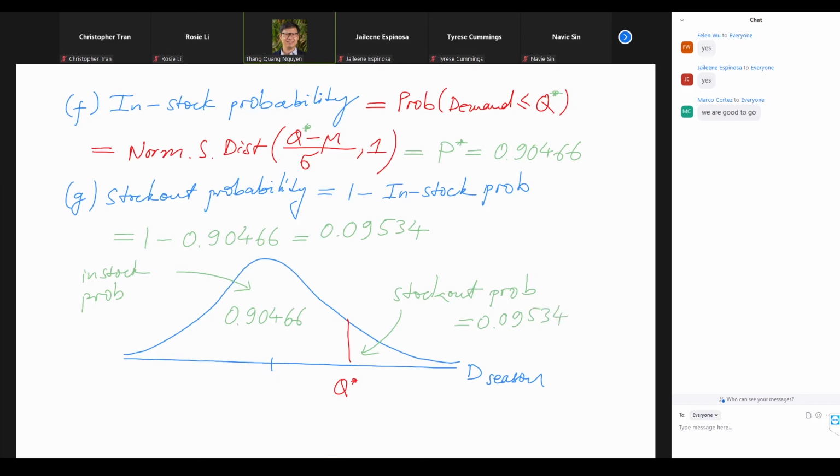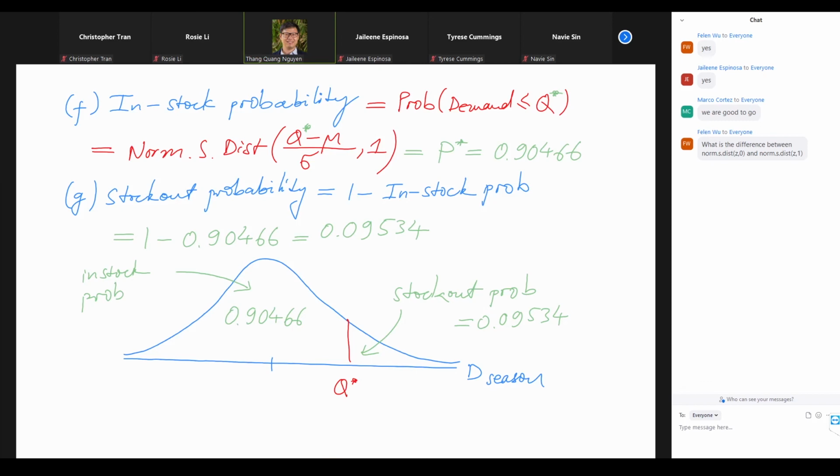So it's easy to draw them in the demand distribution. And then that's it. That's the end of the homework question. So any quick question for me about this thing?